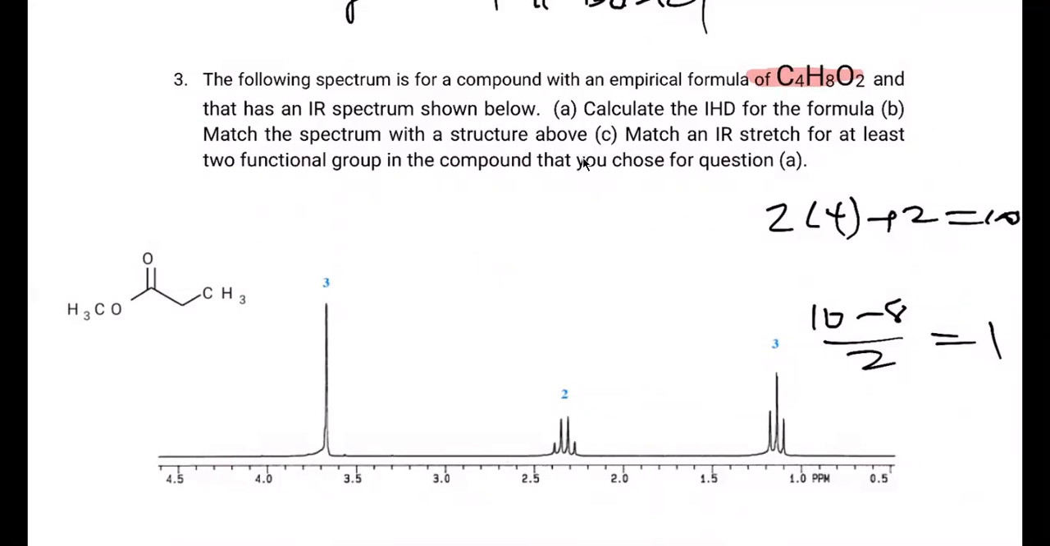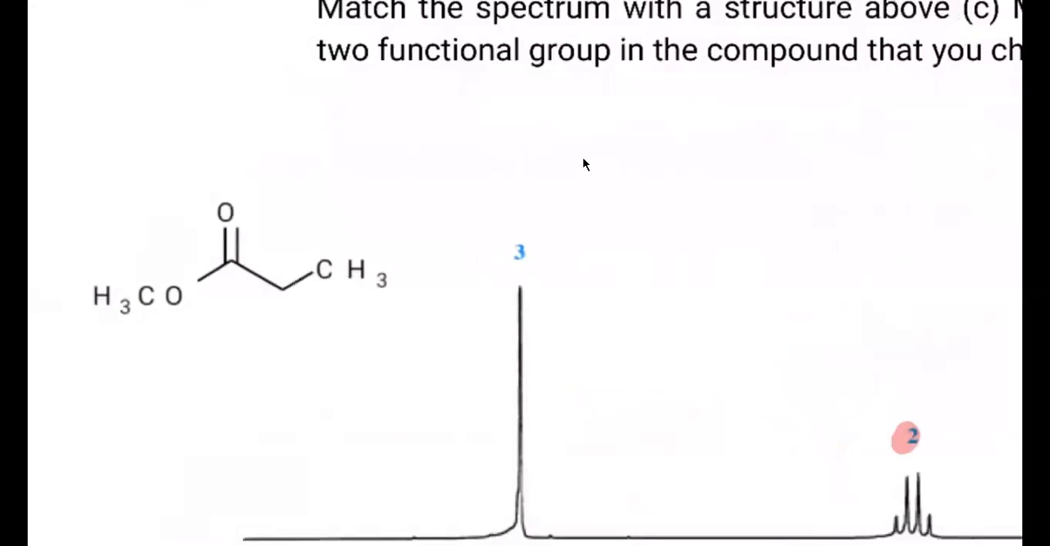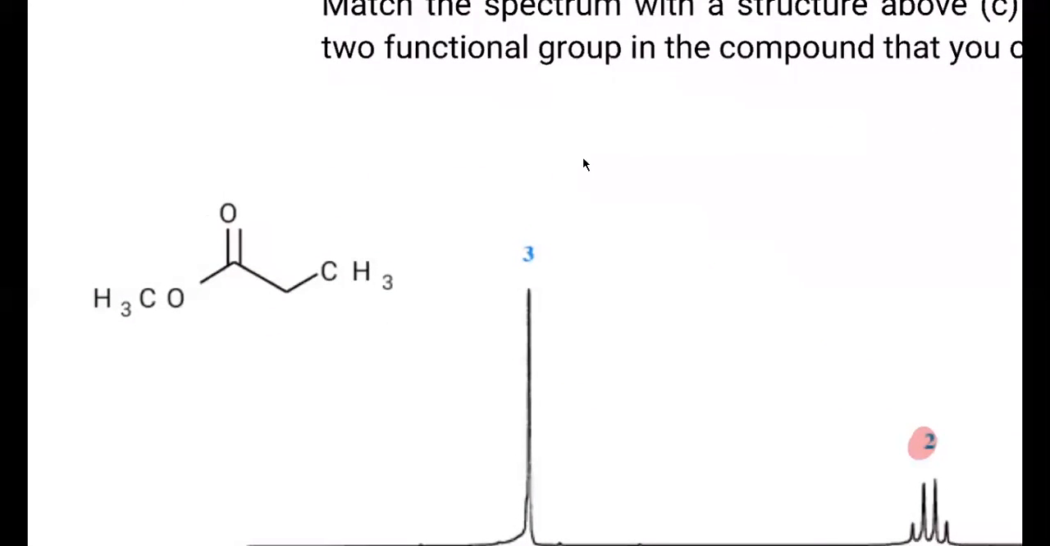All right, so you've got 3 signals and the integration is shown. Which one do you think is which? Let's start with the one that integrates for 2. What do you think? You know it can't be either one of these, because the integration for those is going to be 3. So it's got to be the CH2 that's right here.